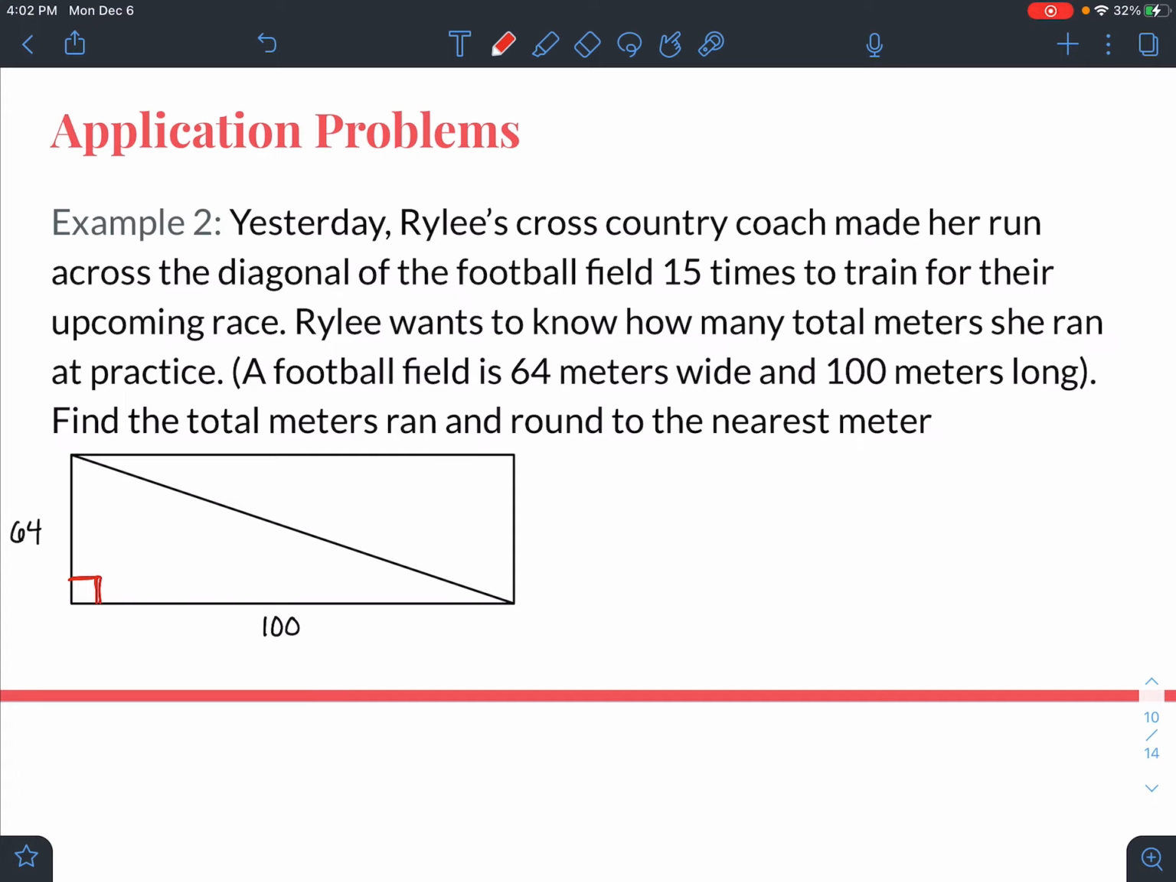So, what I can do is use the Pythagorean theorem to solve for one length, one diagonal run, and then I can multiply that by 15 times. So, let's start with the Pythagorean theorem here. A is 100, B is 64, and we're going to solve for C.